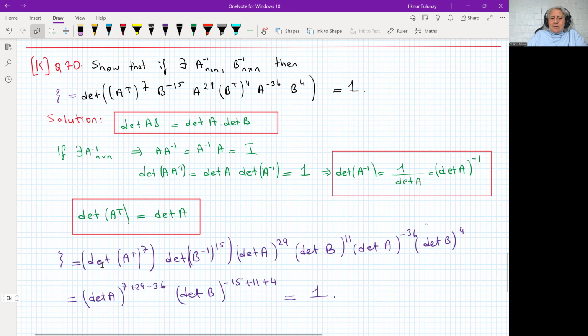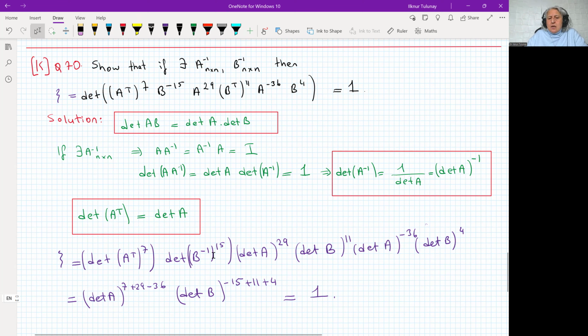So I'm getting basically the determinant of A and the powers in one place and the determinant of B in another place. A transpose and A are exactly the same. So I have a power 7 here, a power 29 here, and a power of 36 here. So 7 plus 29 minus 36 is just 0, right? 36 minus 36 is 0. Any real number to the power 0 is just 1. So this whole thing is 1.